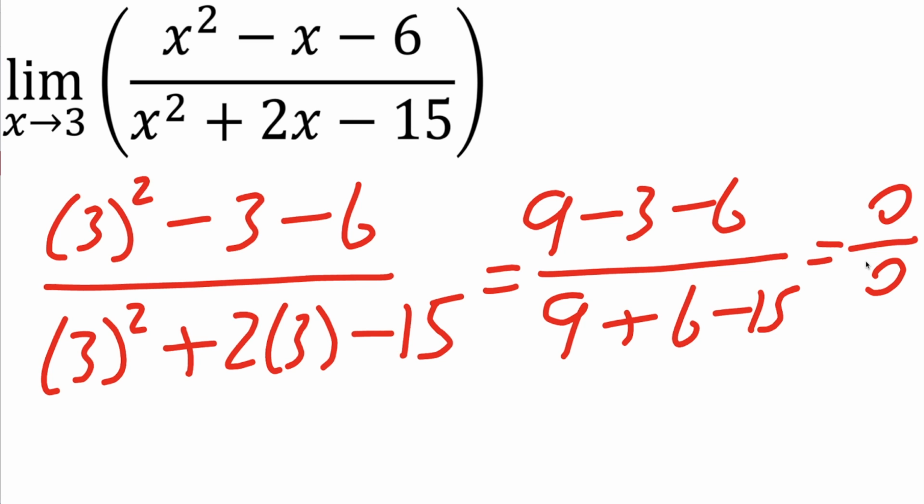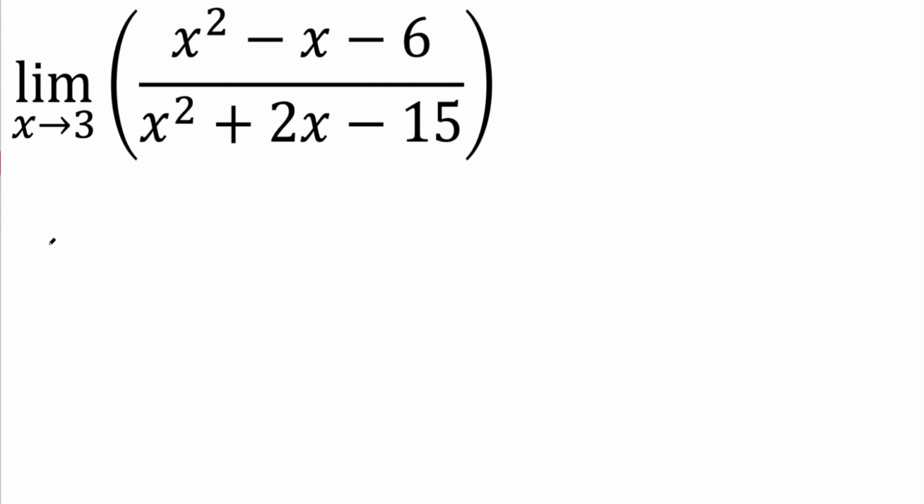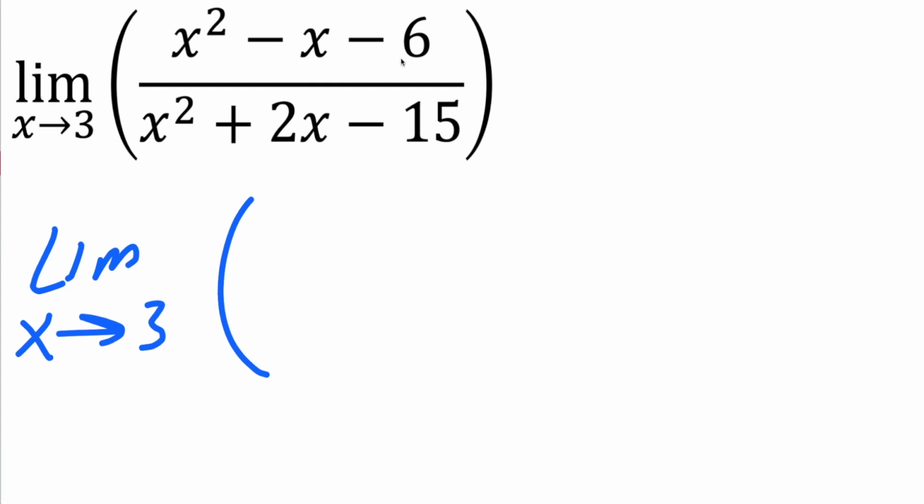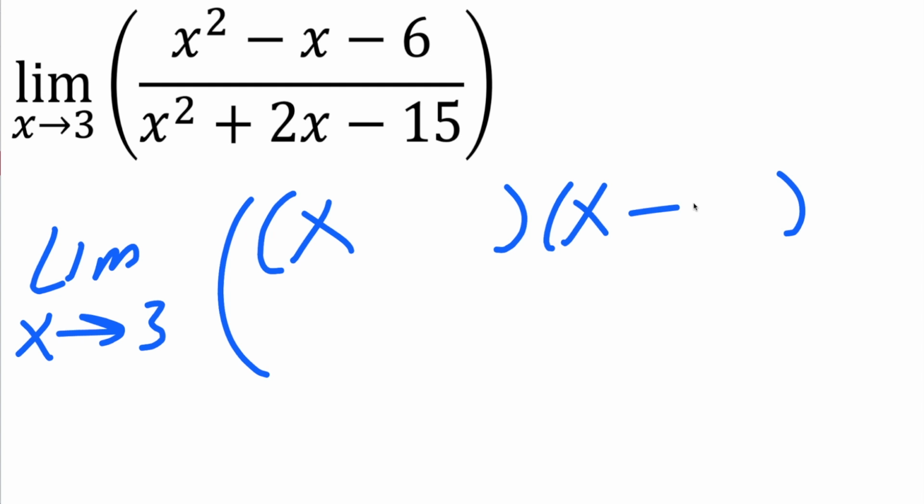And for problems like this, I would recommend try factoring the numerator and the denominator and see if something cancels. So at this point, I'm going to rewrite what we have, limit of x approaching 3. And instead of having it like this, we're going to try to factor. So we'll put x, parentheses, parentheses, x. We think to ourselves, what two numbers multiply to give us negative 6, but add to give us negative 1? So negative 3 plus 2, because negative 3 times 2 is negative 6. 2 minus 3 is negative 1.